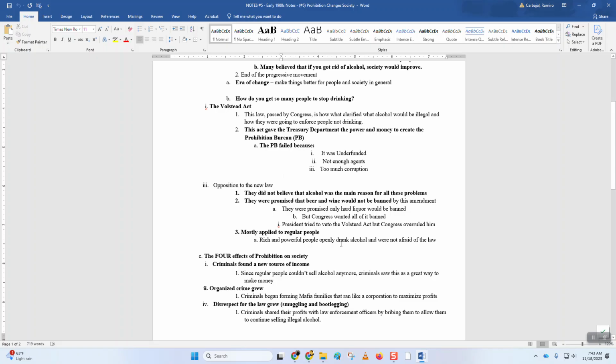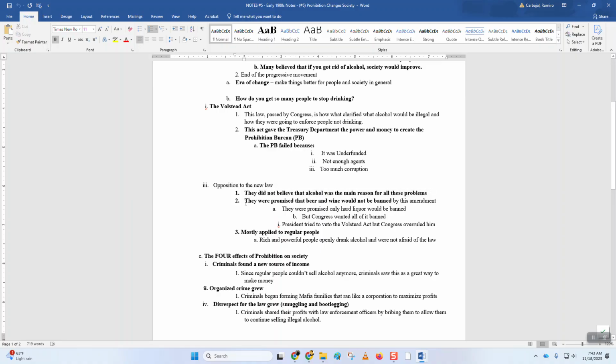So the opposition to the law, there were 3 oppositions to the law. A lot of people argued that alcohol is not the main reason for these problems. It's the people. That alcohol maybe pushes them to do it, but ultimately it's the people. How are you going to get people not to do these things?